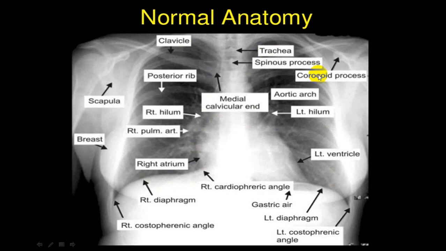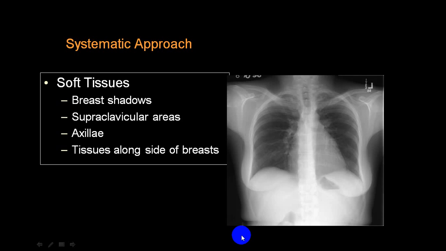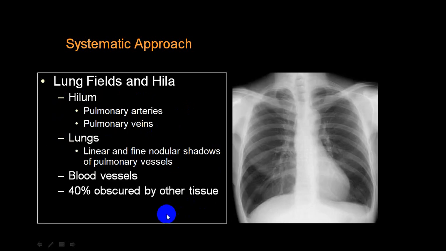All these structures you can see, and this will be the area which will be covered by lungs. So this is the area we'll be looking at. But if you look at the border, these are the mediastinal borders, right mediastinal border and left mediastinal border. This is the dome of diaphragm, costophrenic angle, cardiophrenic angle, and this is the chest wall. So we have to look at all these structures. You have to look at the soft tissue shadows like breast, supraclavicular area, axilla, tissue all along the side of the breast tissue, etc. All those you will have to look at.